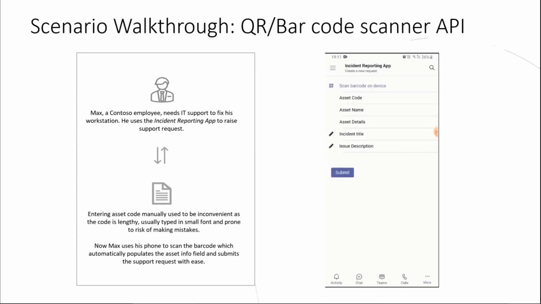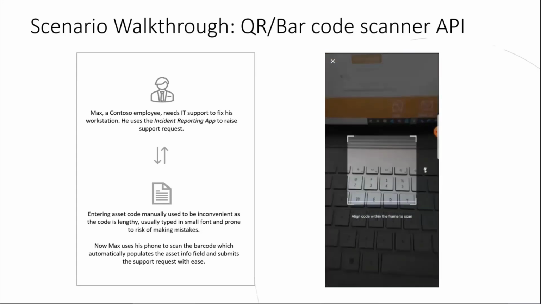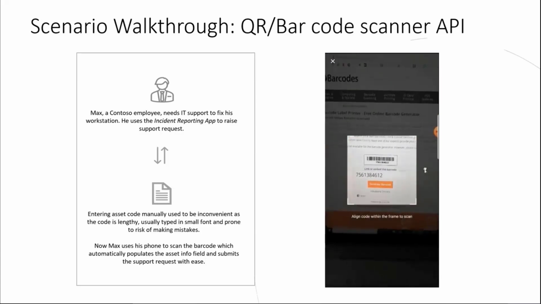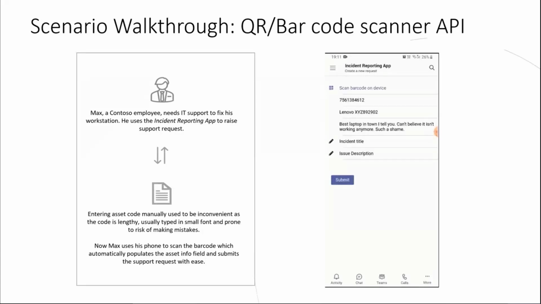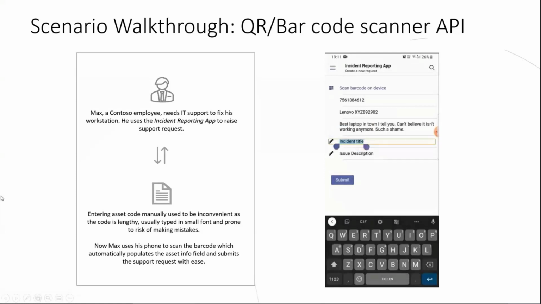Now, Max uses his phone's camera to scan the asset barcode, which automatically fills in the asset info fields. This makes the process of raising a support ticket much simpler. And after entering the issue description, Max just hits submit to generate a fresh support ticket.